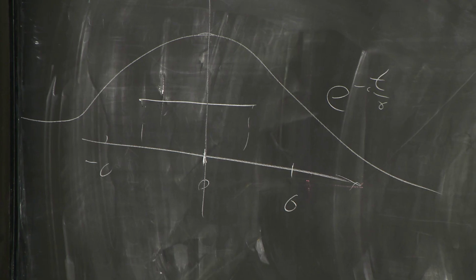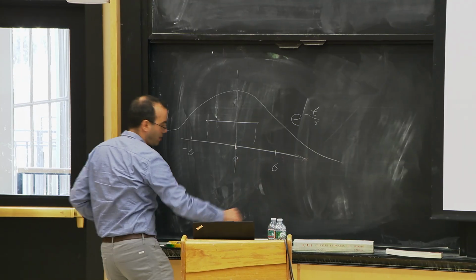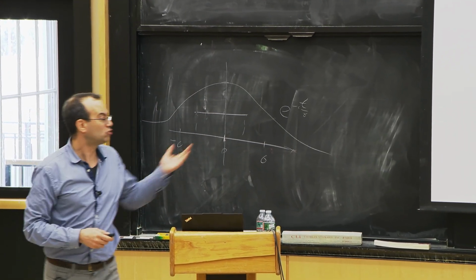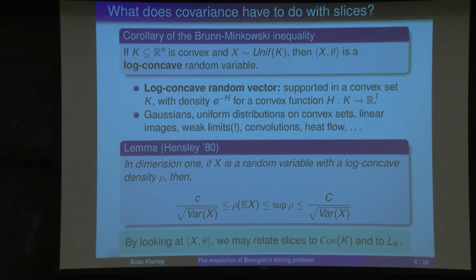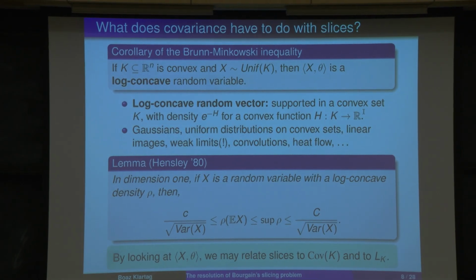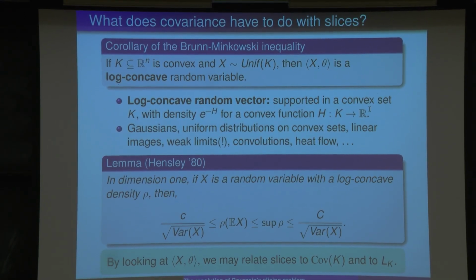In particular, you can say that 1 over the variance is the value at the barycenter. You see from this picture that it's basically bounded from above and below by these things. So for X theta, the value at 0 of the density of X theta is the volume of the hyperplane slice, and this is 1 over the variance up to a constant. So by looking at X theta, we were able to connect volumes of slices, the value at some point of the density, the variances, and the covariance matrix. And from here, it's very simple to get Bourgain's reformulation, with LK in place of the volume of slices.